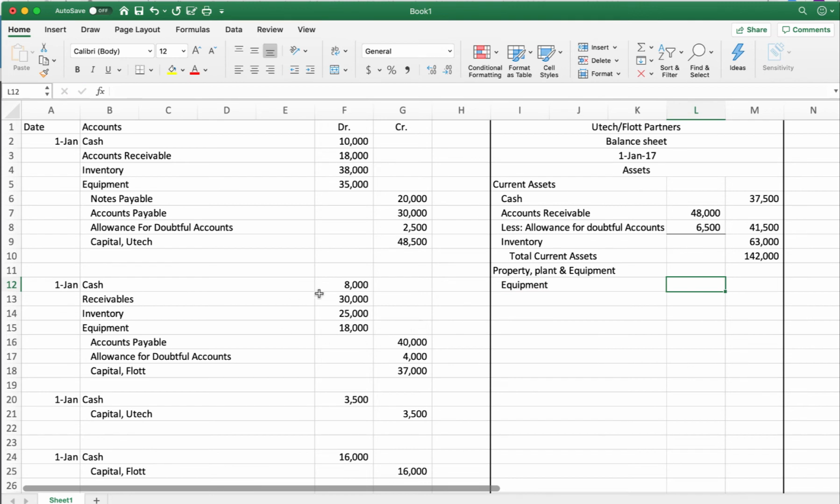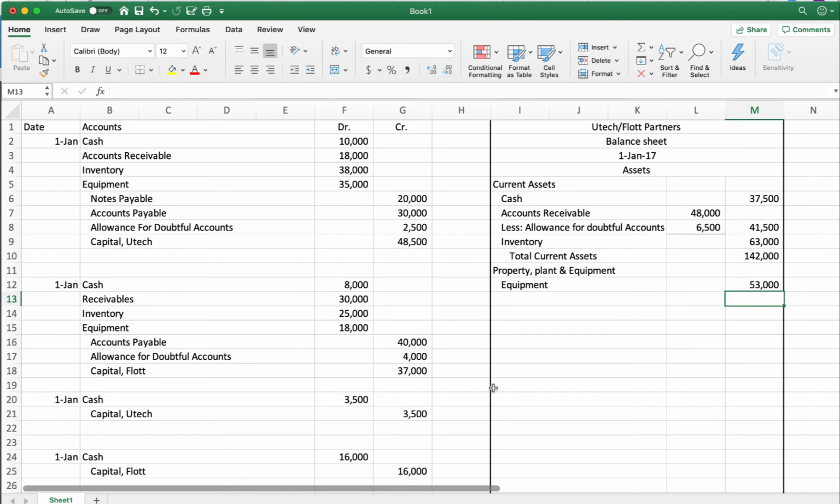Notice I indented once after I put my total here, or my section title, if you will, or the title of PP&E. So I'm going to go ahead and list all of my property, plant, and equipment. Okay, no problem. So how much equipment did this company contribute? Well, UTEC contributed 30,000 into this partnership, plus Float contributed $18,000. I get 53,000.